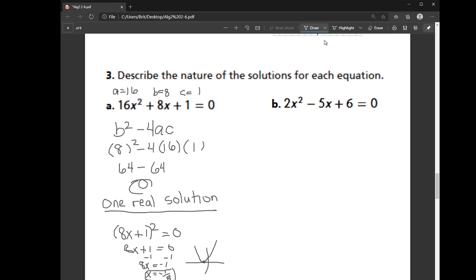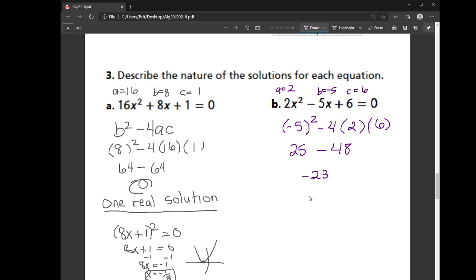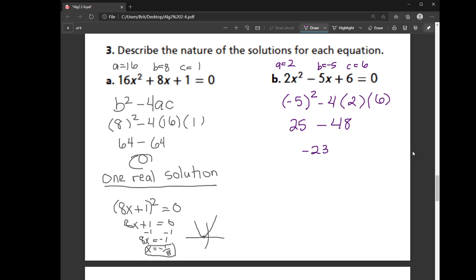Let's go ahead and try another one. Switch colors, let's go purple. So again, I need b squared minus 4ac. My a is 2, my b is negative 5, and my c is 6. So negative 5 squared is 25. 4 times 2 is 8, times 6 is 48. So 25 minus 48 is probably negative 23, something like that. It's negative something. So I get a negative number.